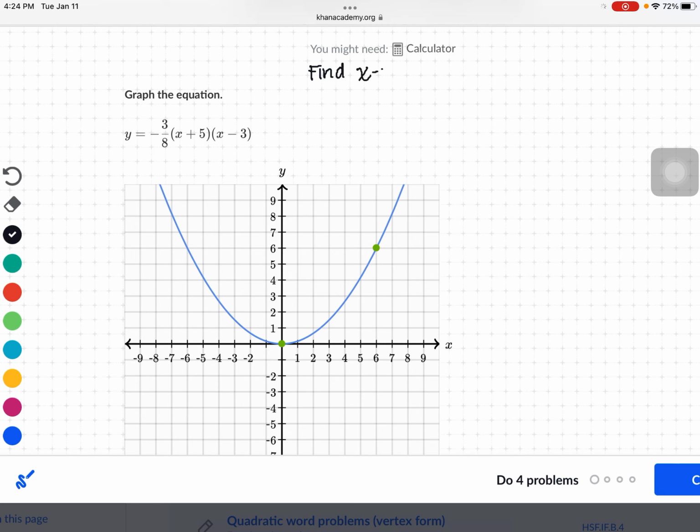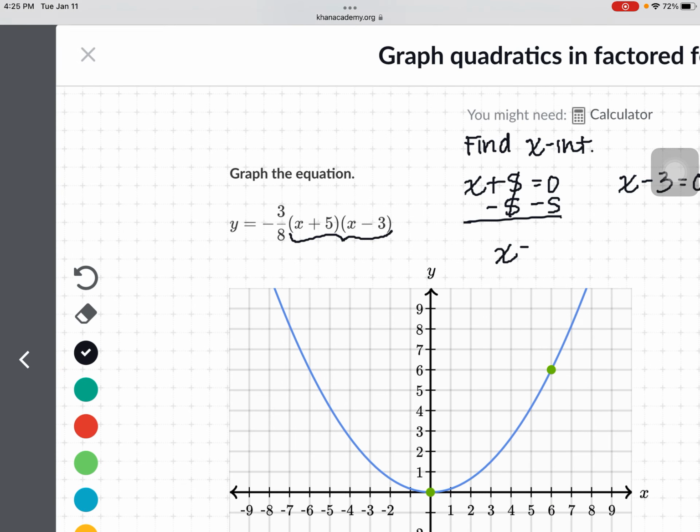Once again, first step in this case is we want to find our x-intercepts. If we're finding our x-intercepts, guys, we're making the binomials, x plus 5 and x minus 3, equal to 0, so we can solve for the x-intercepts. So I have x plus 5 equal to 0, and we also have x minus 3 equal to 0. If we solve for x here, I'm going to subtract 5 from both sides. x in this case equals negative 5.